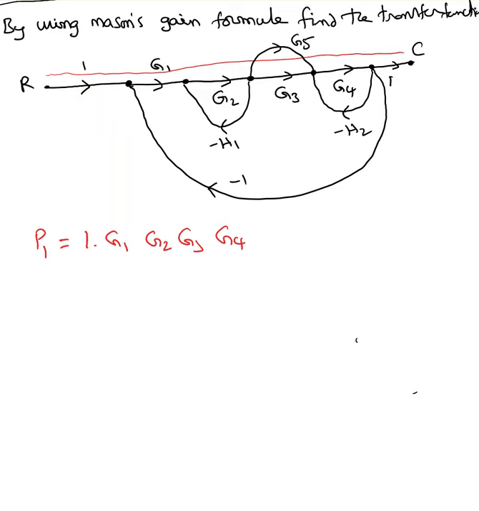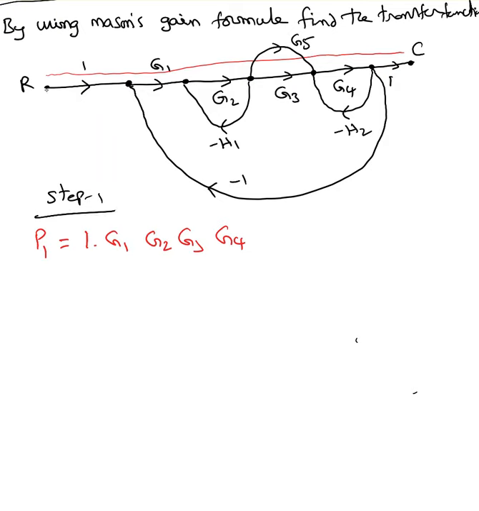Here is the next example. In this example, we are finding the transfer function by using Mason's gain formula from the signal flow graph. So step 1, always find all the forward paths.